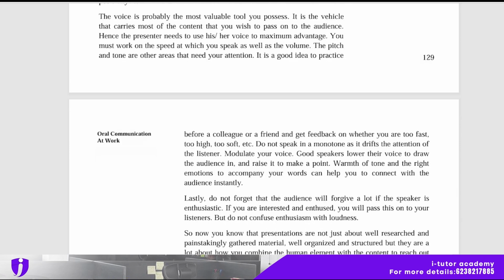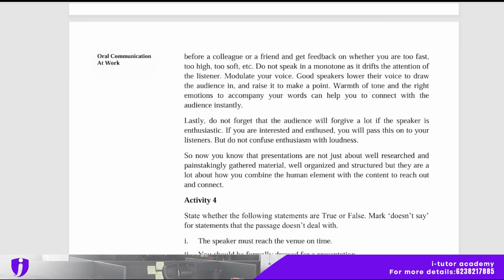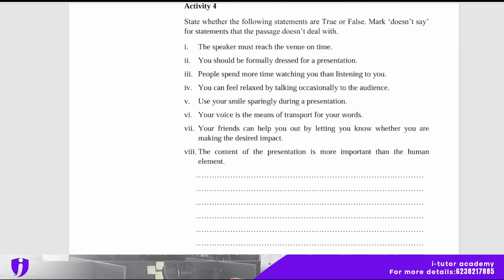And lastly, do not forget that the audience will forgive a lot if the speaker is enthusiastic. If you are interested and enthused, you will pass this on to your listeners also. But do not confuse enthusiasm with loudness. So activity 4 is here under this subsection.